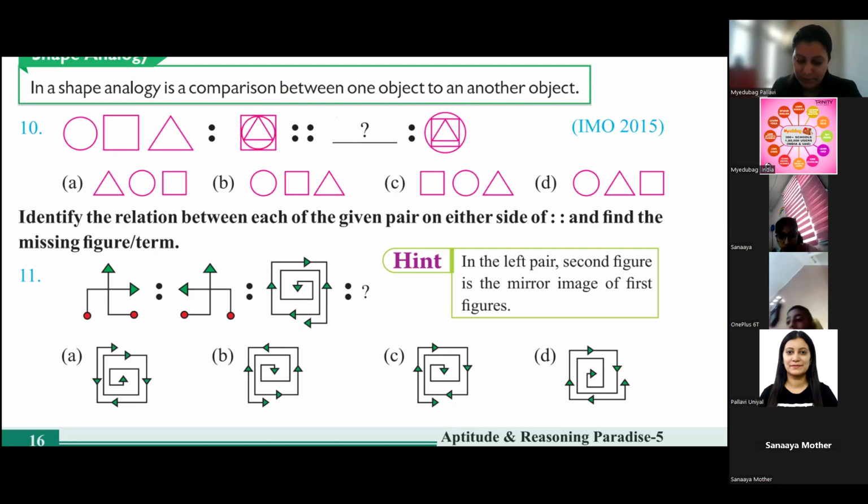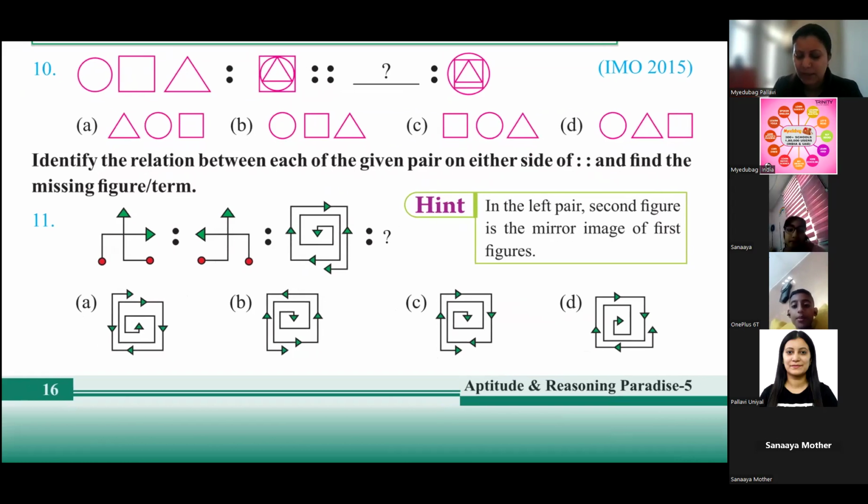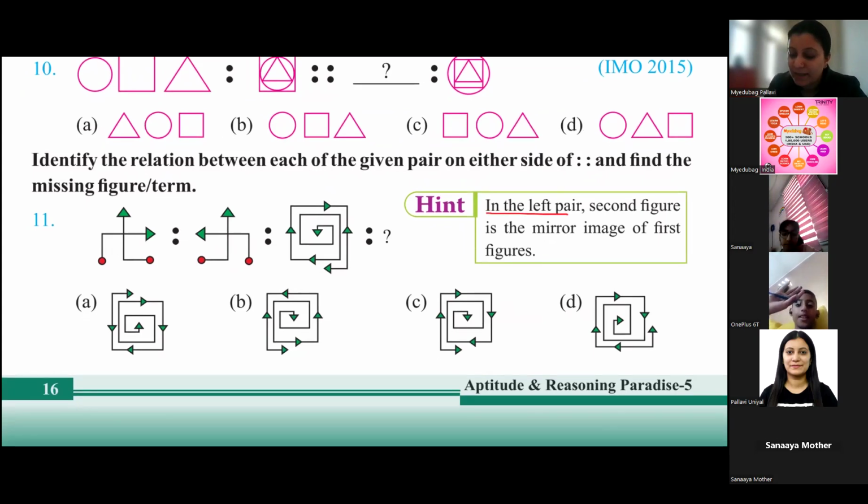Chalo, let's see the 11th one now. In the 11th one, this figure might look a little confusing, but it is not that tough. Sanaya, very good, you did it correctly. You have told me the right answer already. So now Shivam, you guys. Ma'am, no, ma'am. This is very confusing. It seems to be confusing, but just look at it. Chalo. Just look at the hint that is given to us. See, in the left pair, the second figure is the mirror image of the first figure. You just have to flip it.